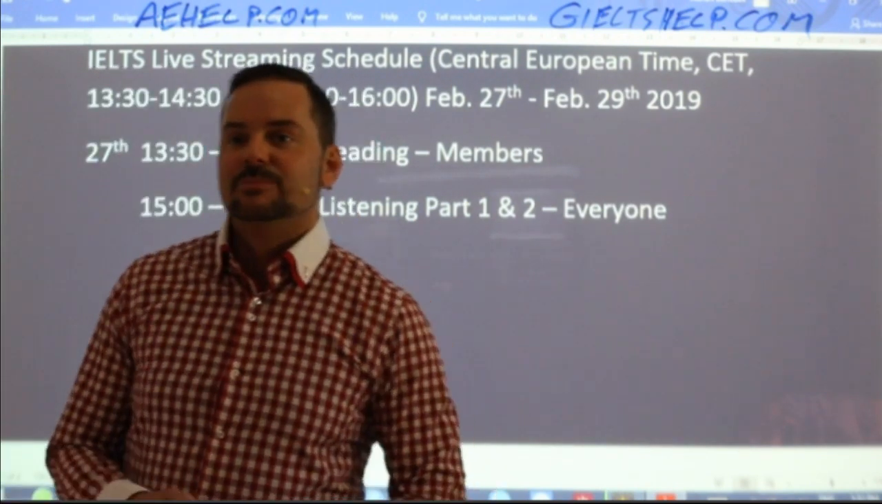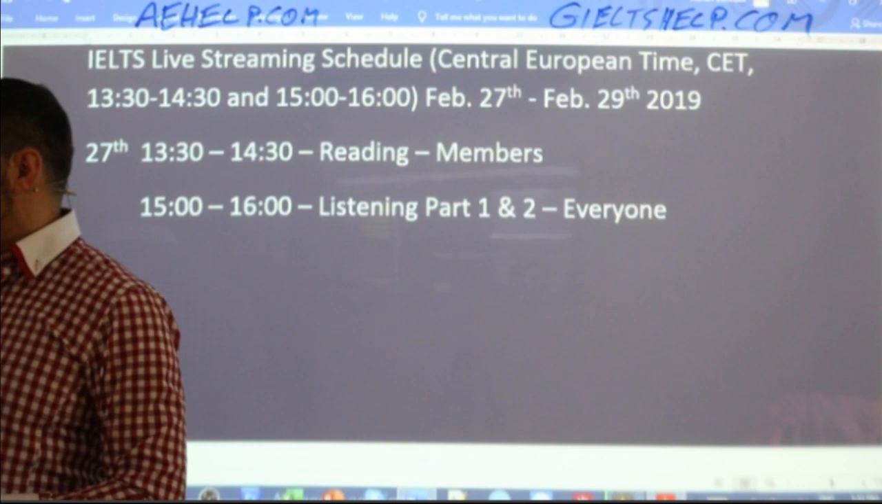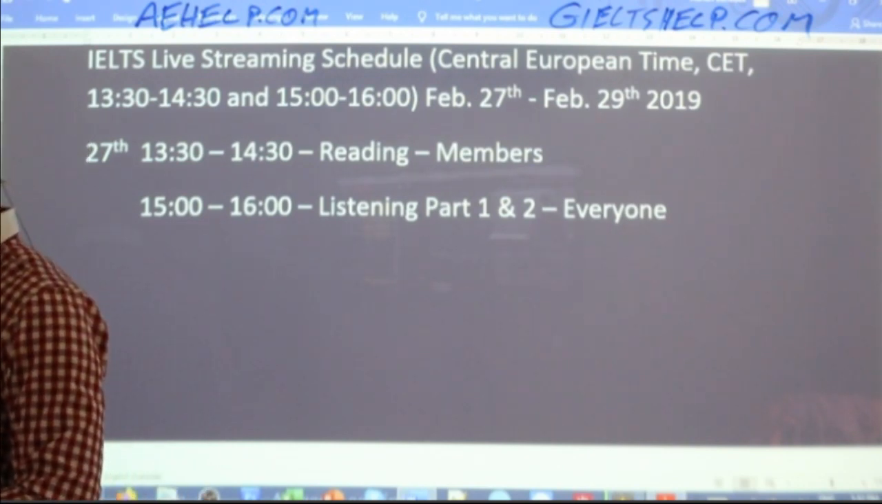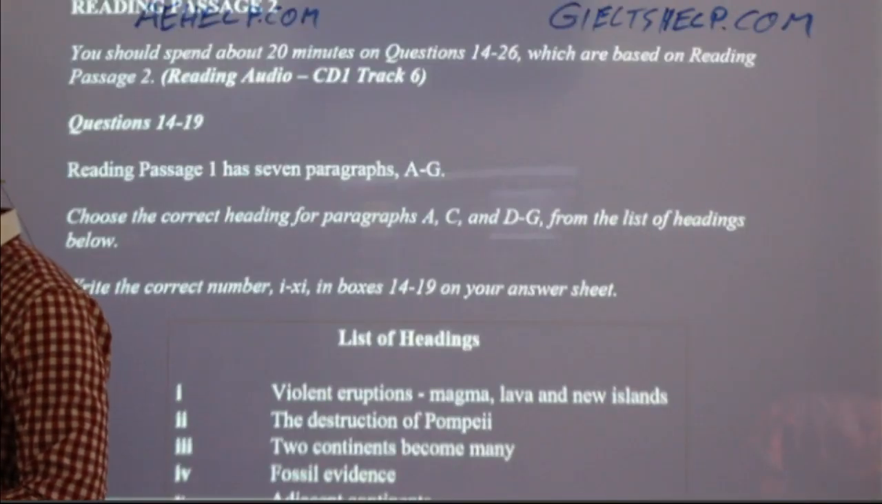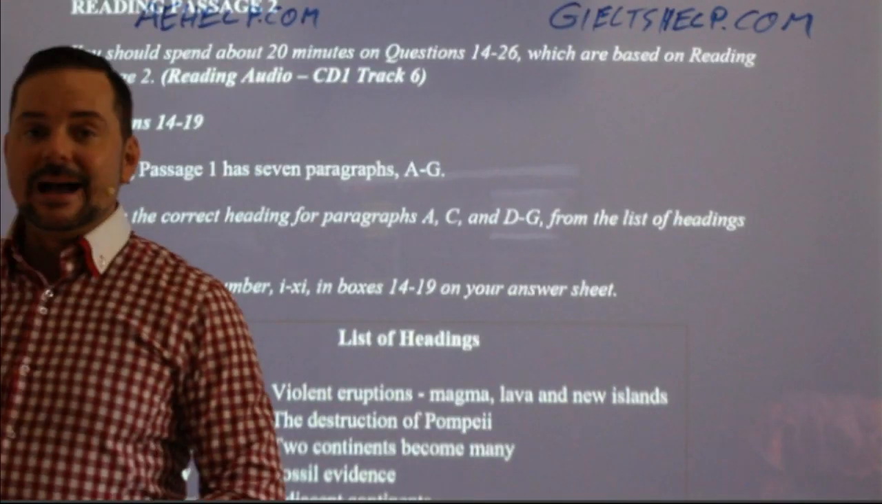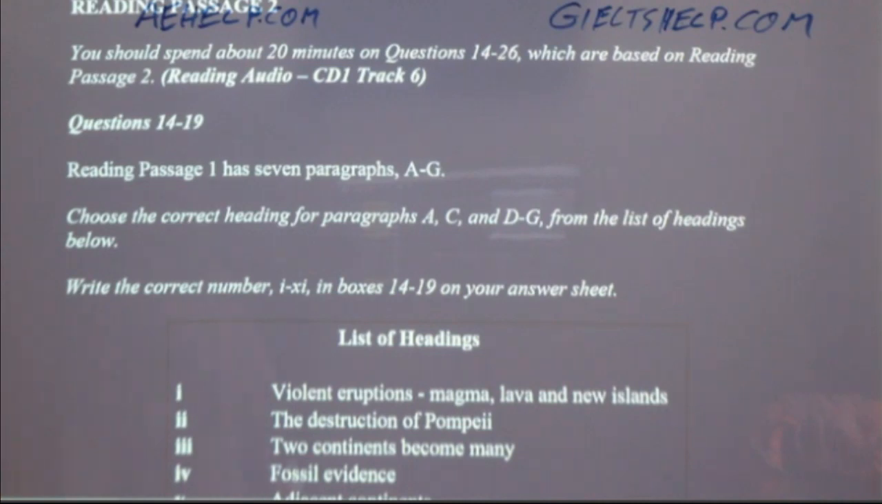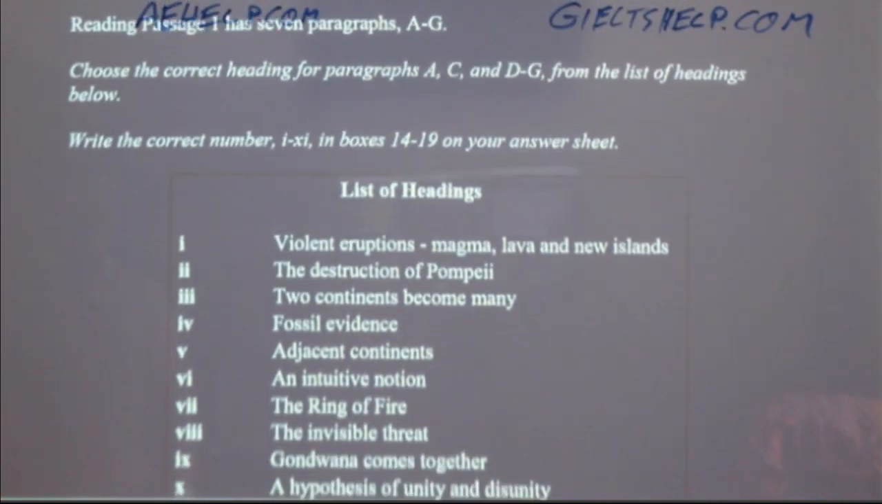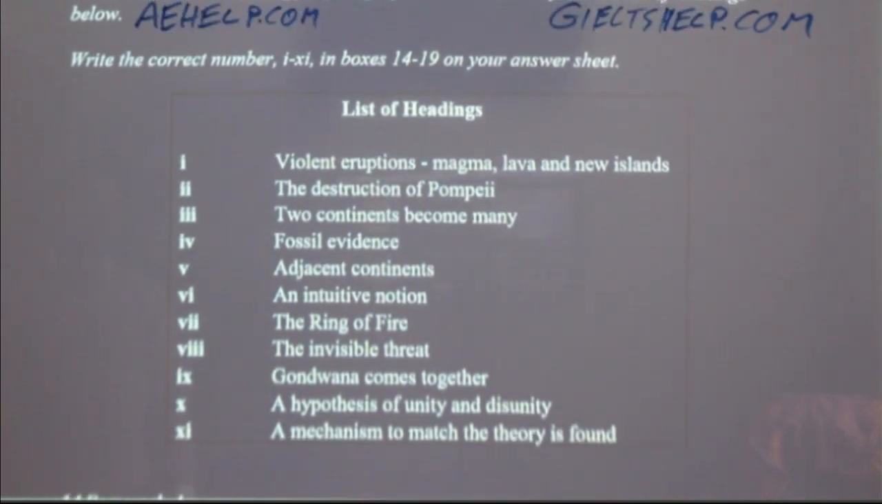All right, so let's get into today's reading passage. This is reading passage 2 coming from test number 1. And here we have our list of headings question.